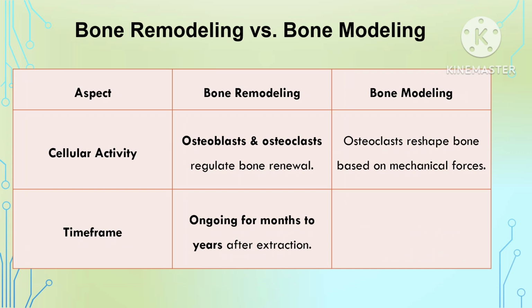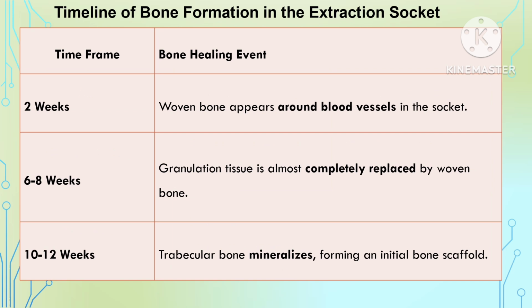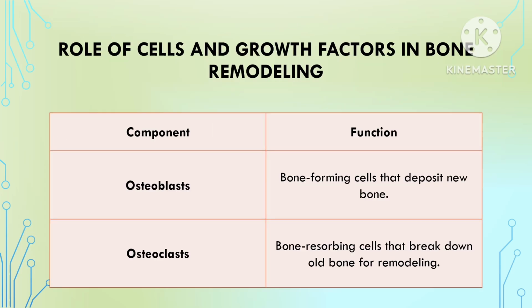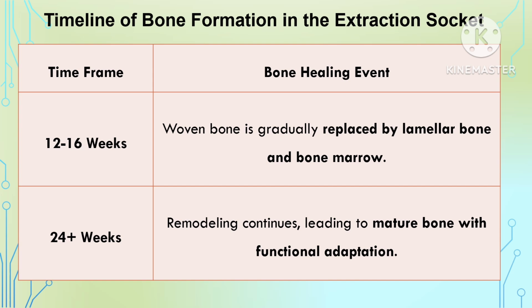So, if we talk about the bone healing timeline, by the second week, a woven bone starts forming around the blood vessels, creating a scaffold. By week 6 to 8, this bone replaces the granulation tissue, strengthening the area. By 10 to 12 weeks, this bone hardens or mineralizes into a solid structure, and by week 12 to 16, a woven bone transforms into a stronger lamellar bone and marrow. And beyond 24 weeks, continuous remodeling ensures long-term bone strength and its stability.